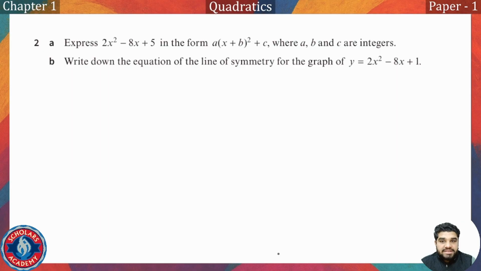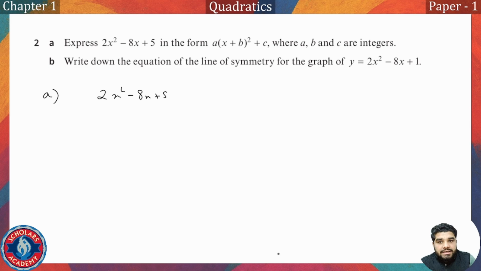Question number 2 says express 2x square minus 8x plus 5 in the form of (ax plus b) whole square plus c, where a, b, c are integers. So they want us to write this equation by completing the square. And part b is: write down the equation of the line of symmetry of the graph y is equal to 2x square minus 8x plus 1. Okay, easy questions. For the first part, we have the equation 2x square minus 8x plus 5.